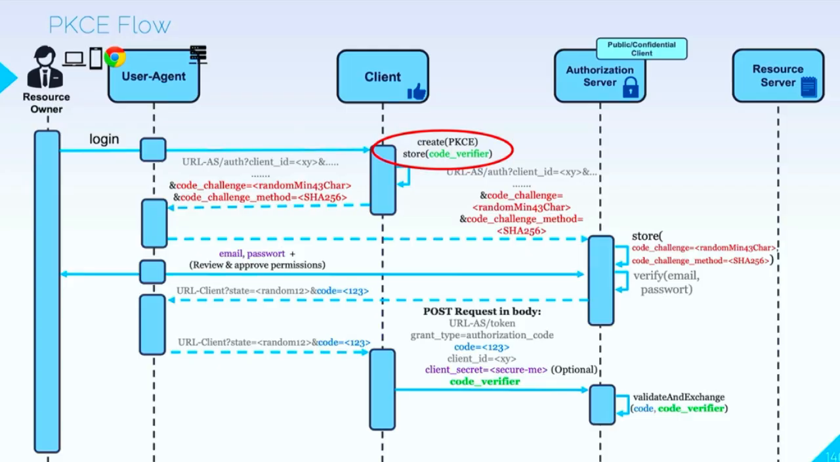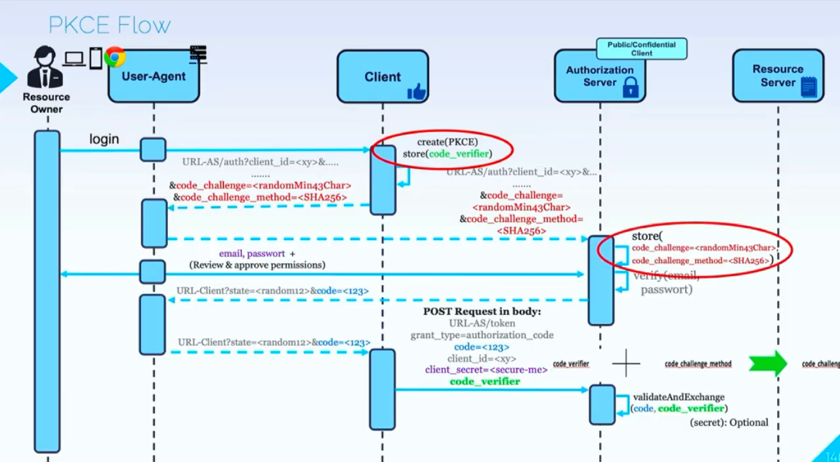The authorization server validates the authorization code and the code verifier and, if applicable, the client credentials. To validate the PKCE, the server uses the stored code challenge and code challenge method. By applying the code challenge method to the code verifier, the server can generate the same code challenge and confirm that the exchange is legitimate.